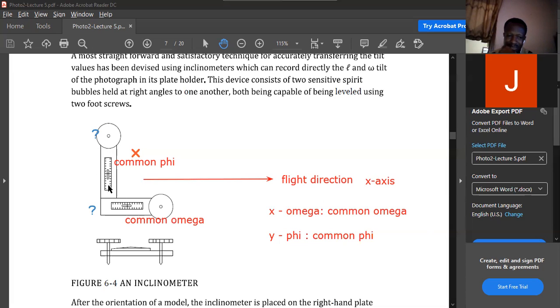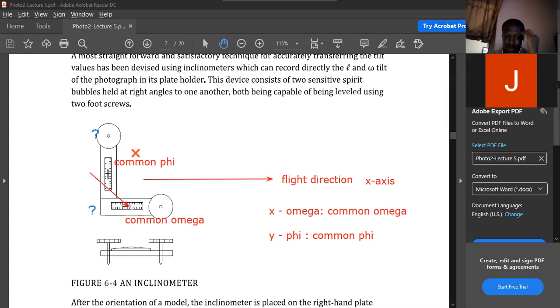If the bubble shifts down this way, it means we are going in what direction? If the bubble goes down like this, it means the whole thing is tilting about in the top and down. Do you get what I'm saying? This bubble will not be able to tell you if we start tilting in the y direction. This bubble will not be able to do that. This one will do a good job.